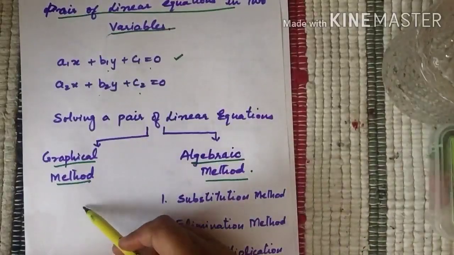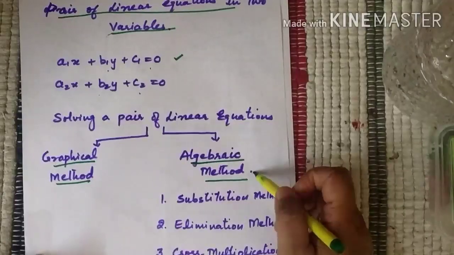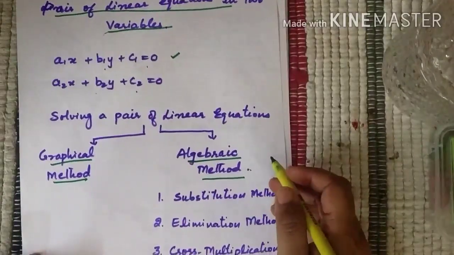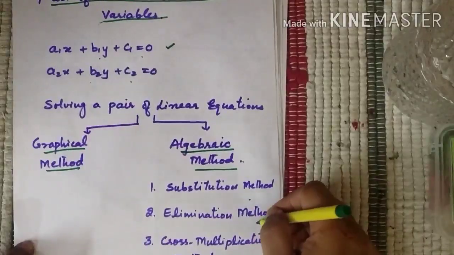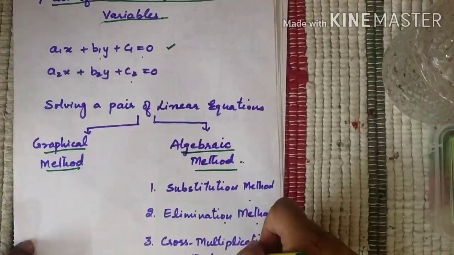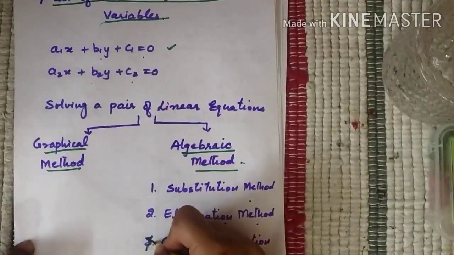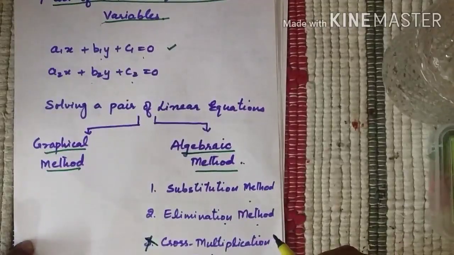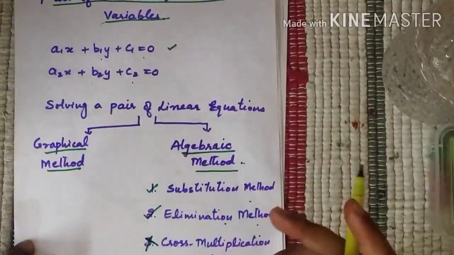In the graphical approach, we plotted the graph. And in the algebraic method, we have three different methods of solving a pair of linear equations. One is substitution, the other is elimination, and the third is the cross multiplication method. Now the cross multiplication method this year has been deleted from your syllabus. So we are just left with the substitution method and the elimination method.